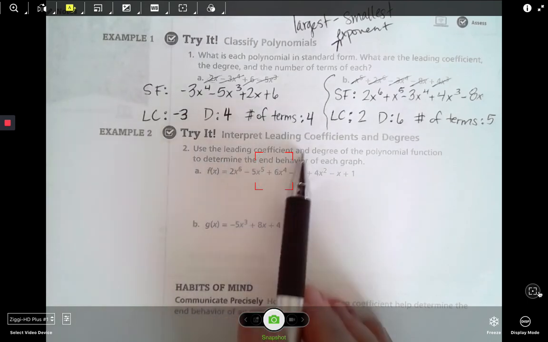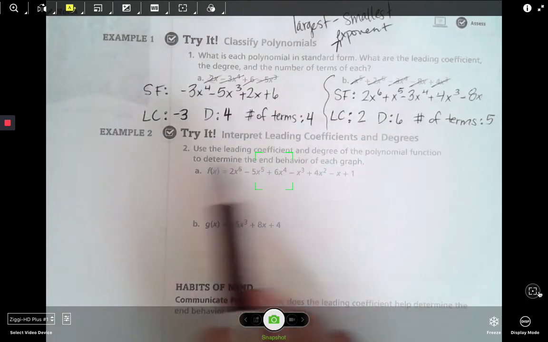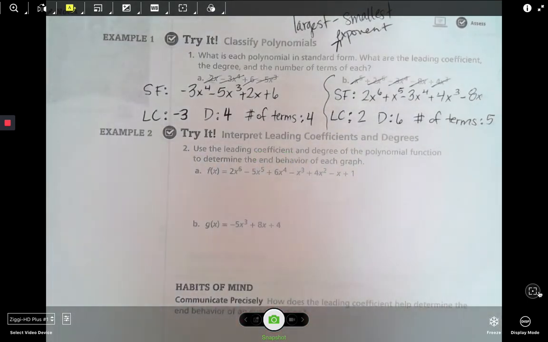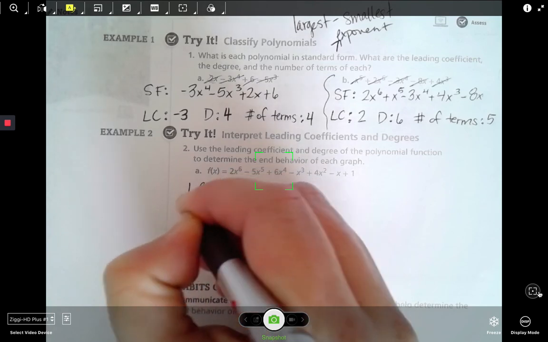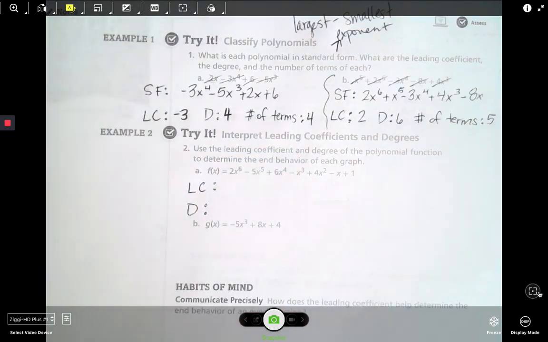Use the leading coefficient and the degree of the polynomial function to determine the end behavior of each graph. So leading coefficient, I'm going to write it out, and I'm going to figure out what the degree of my equation is, or of my graph is.